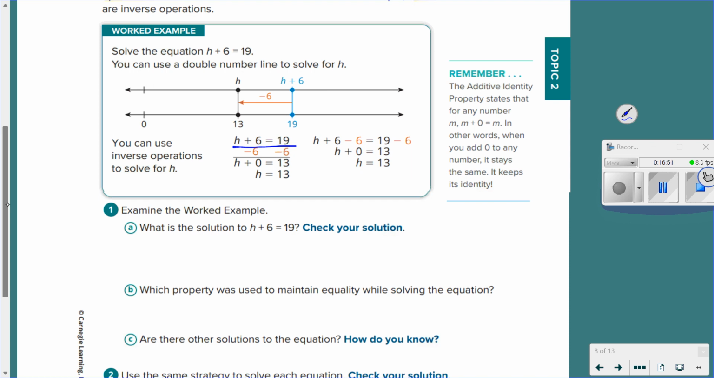Here, why do you have your computer open? Close your computer. It shouldn't be out right now.